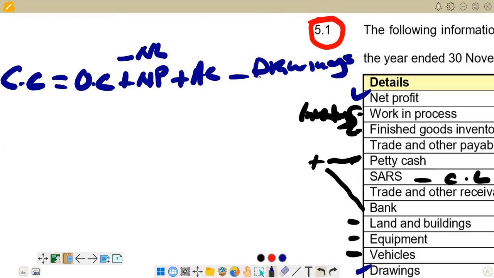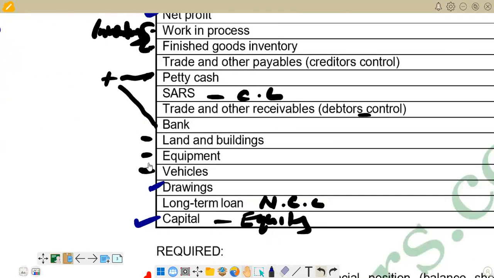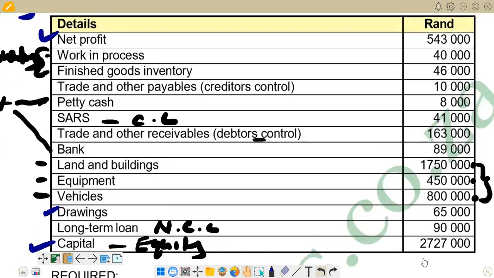This is how we calculate it, but it depends on the question. Some figures will not be there. Like in this question, we don't have additional capital. We don't have a net loss. We only have net profit. So what I'm going to do is say opening capital, we add net profit, then we subtract our drawings. According to our question, our opening capital is 2,727,000. Then we add our net profit of 543,000. We subtract our drawings of 65,000. Then we get our figure for capital.